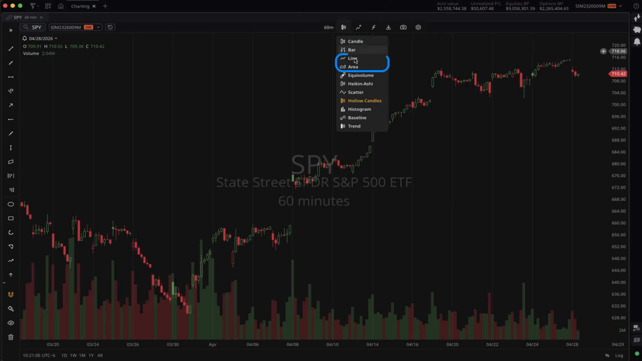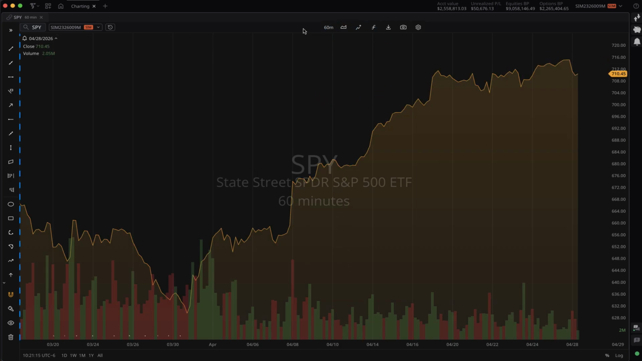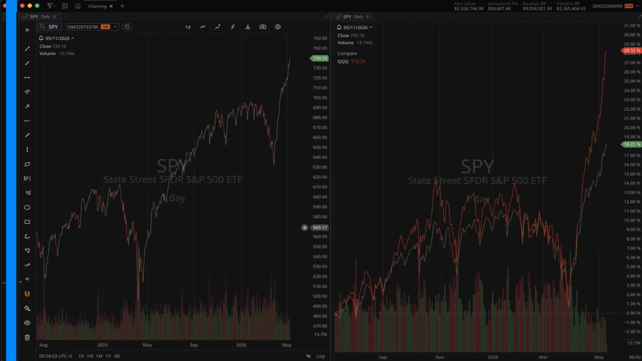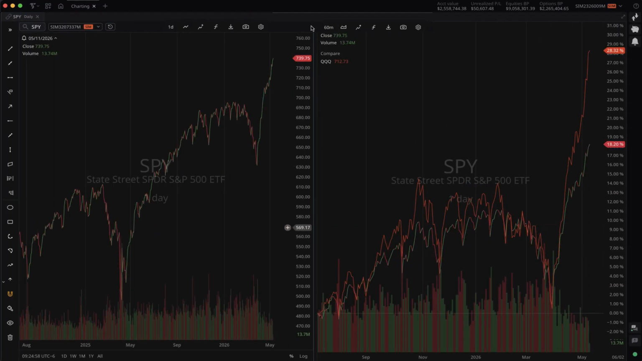Line and area charts strip everything down to closing price only. No wicks, no open, just the close connected into a continuous line. They're useful when you're doing a quick directional read or comparing two instruments on the same chart.